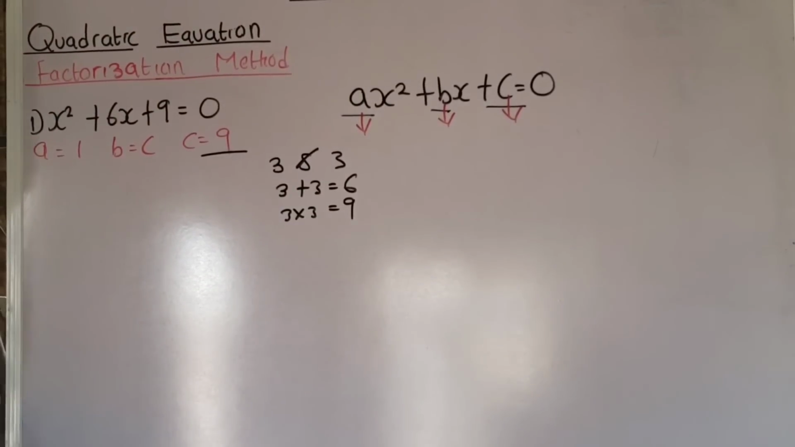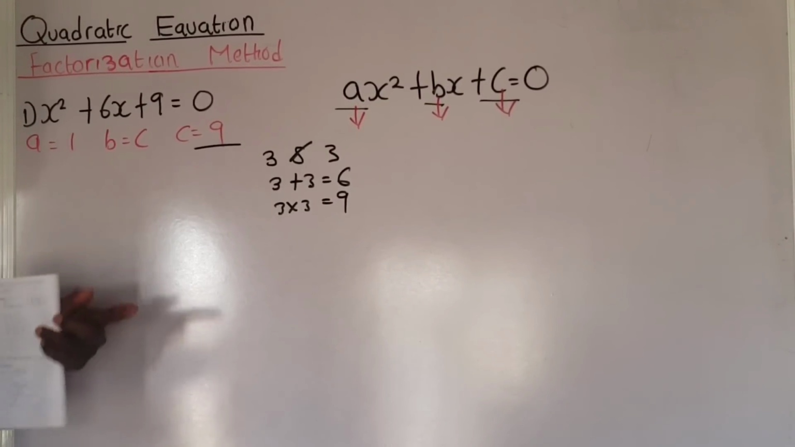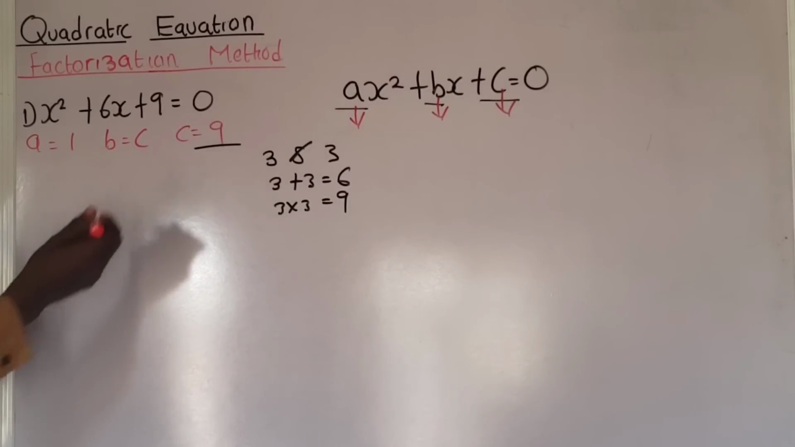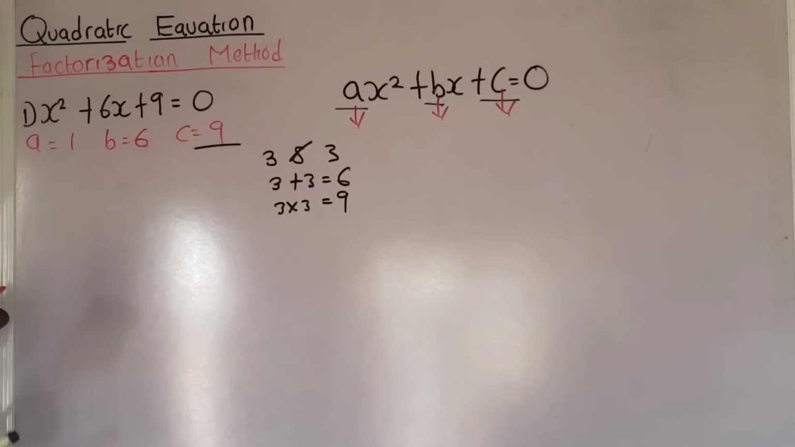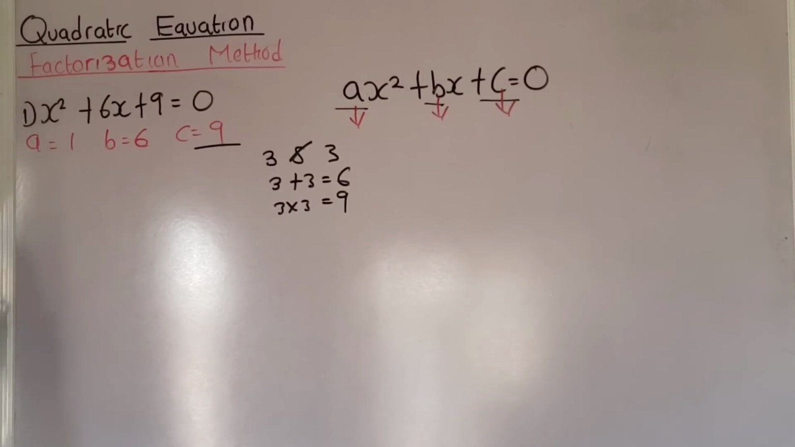So, the next step here is that I'm going to replace the second term in the quadratic equation by the sum of these two numbers. You understand? The second term in this quadratic equation is b. Oh, sorry, b is equal to 6. Okay? The second term in this quadratic equation is 6. So, I'm going to replace 6 by the sum of these two numbers. Hence, the quadratic equation will become like this.